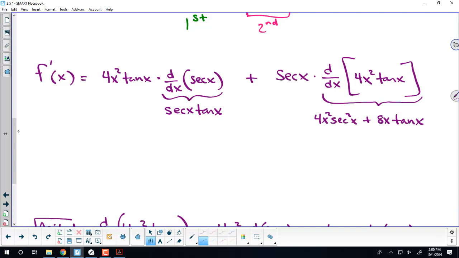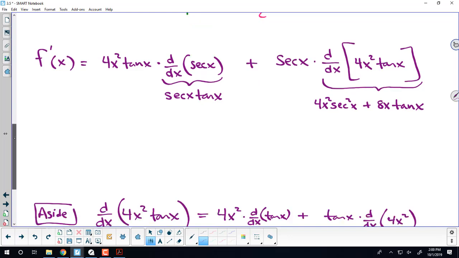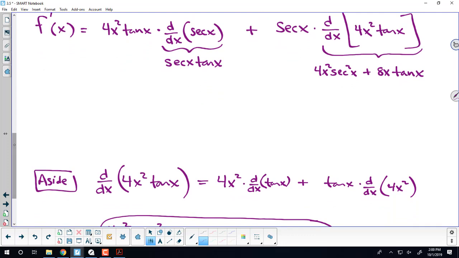Where is this secant squared? This one? The squared, yeah. Because it's the derivative. Right. Oh. Yeah, so right, from this one here.